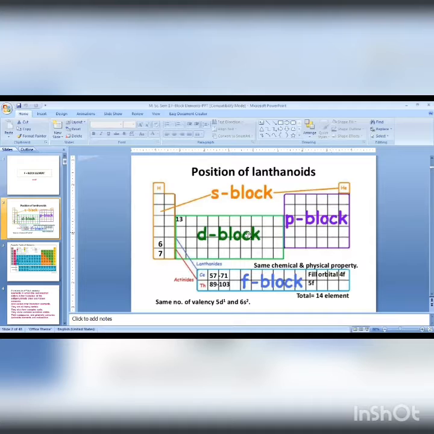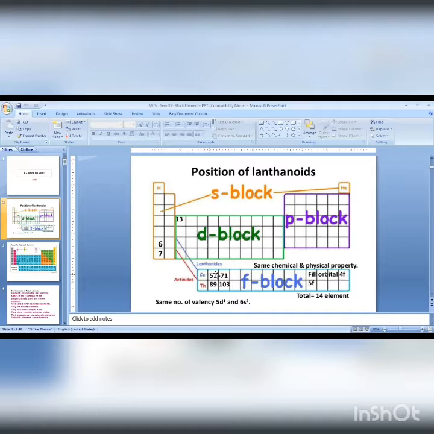So the D block of the periodic table is known as the transition elements, and one more block is there, at the bottom of this periodic table, known as the F block of the periodic table, which comprises two important series. The study of these two series is expected at your level.